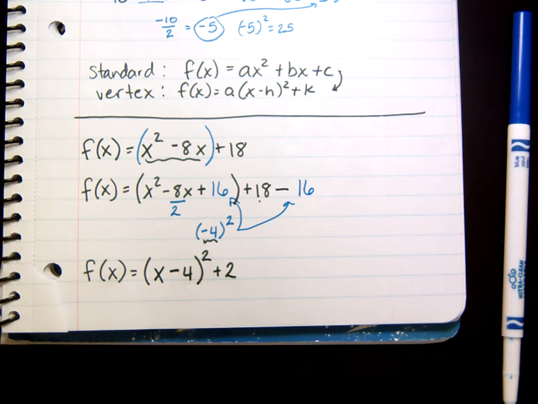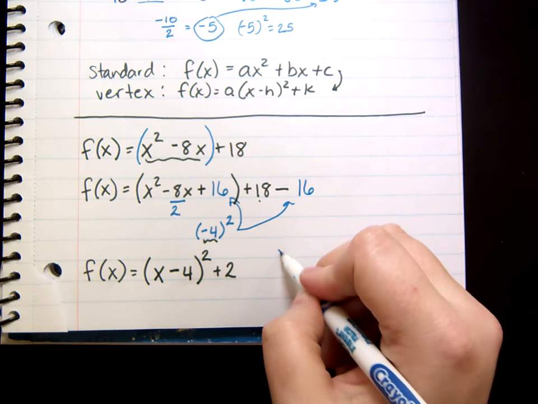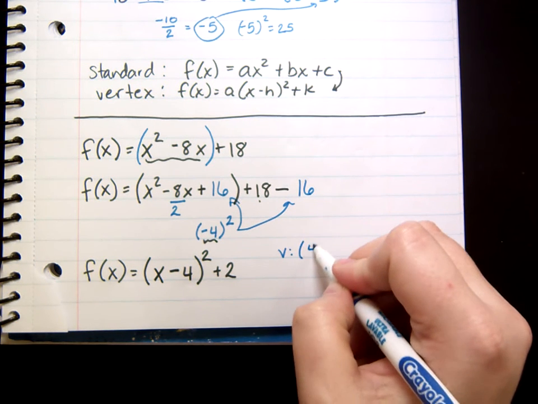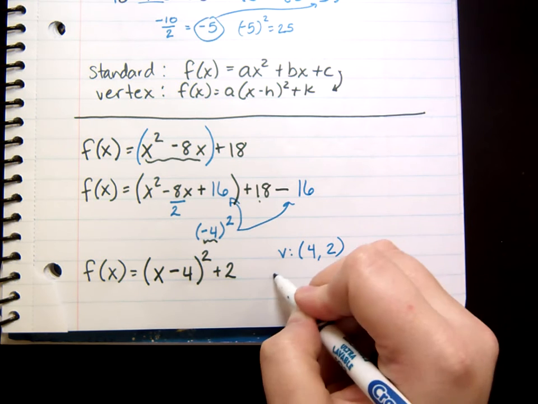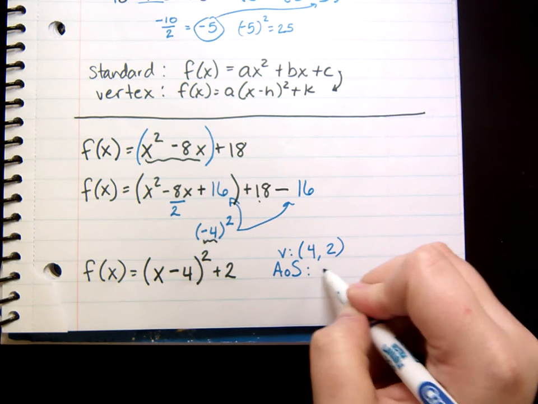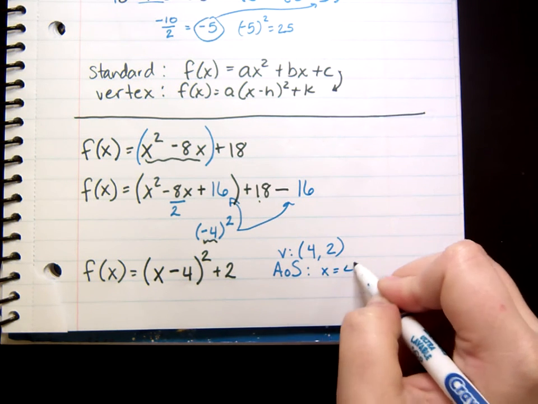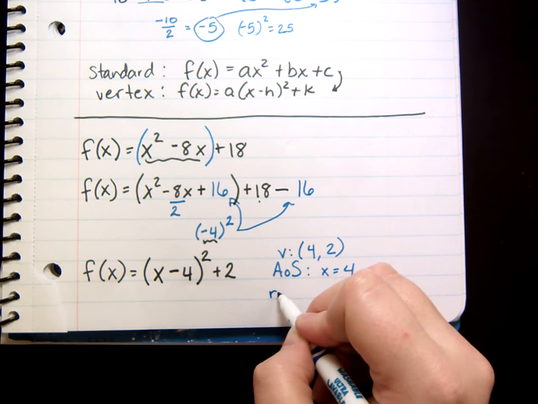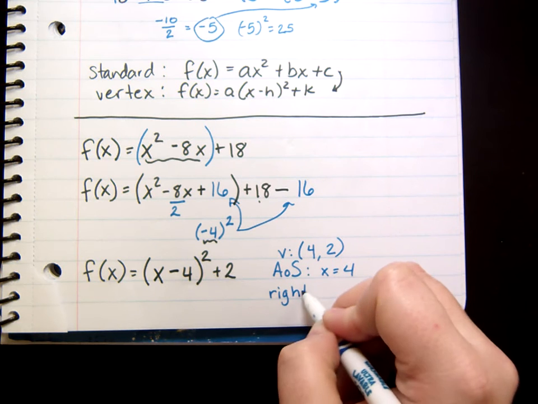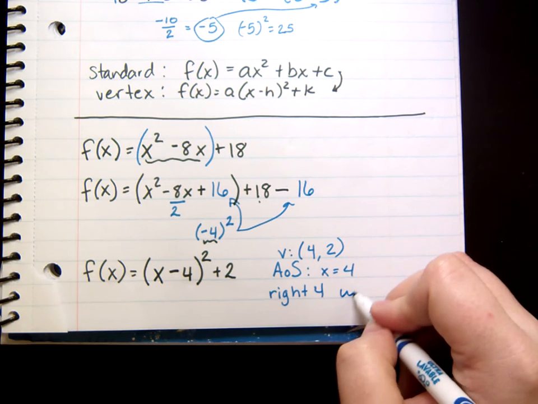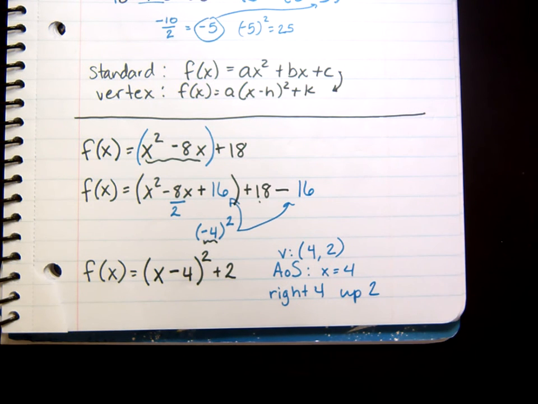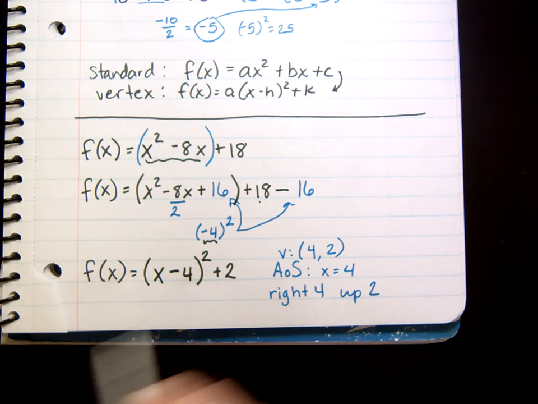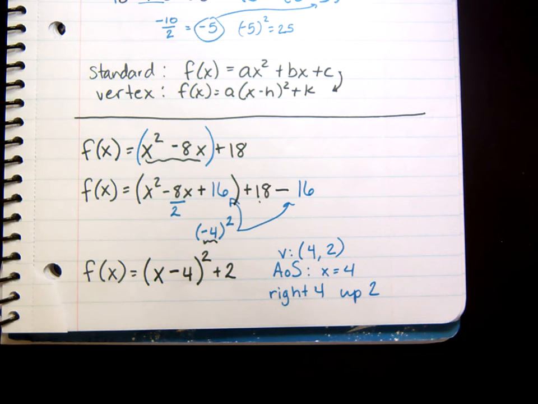Now doing this is pretty useful because you can get a lot of information by looking at it in vertex form. I can tell the vertex is positive 4, positive 2. I can tell that the axis of symmetry is x equals positive 4. I can look at this and tell you that the graph shifted right 4 from your parent function and up 2 from the parent function. So having it in this form allows me to see a lot of different information.